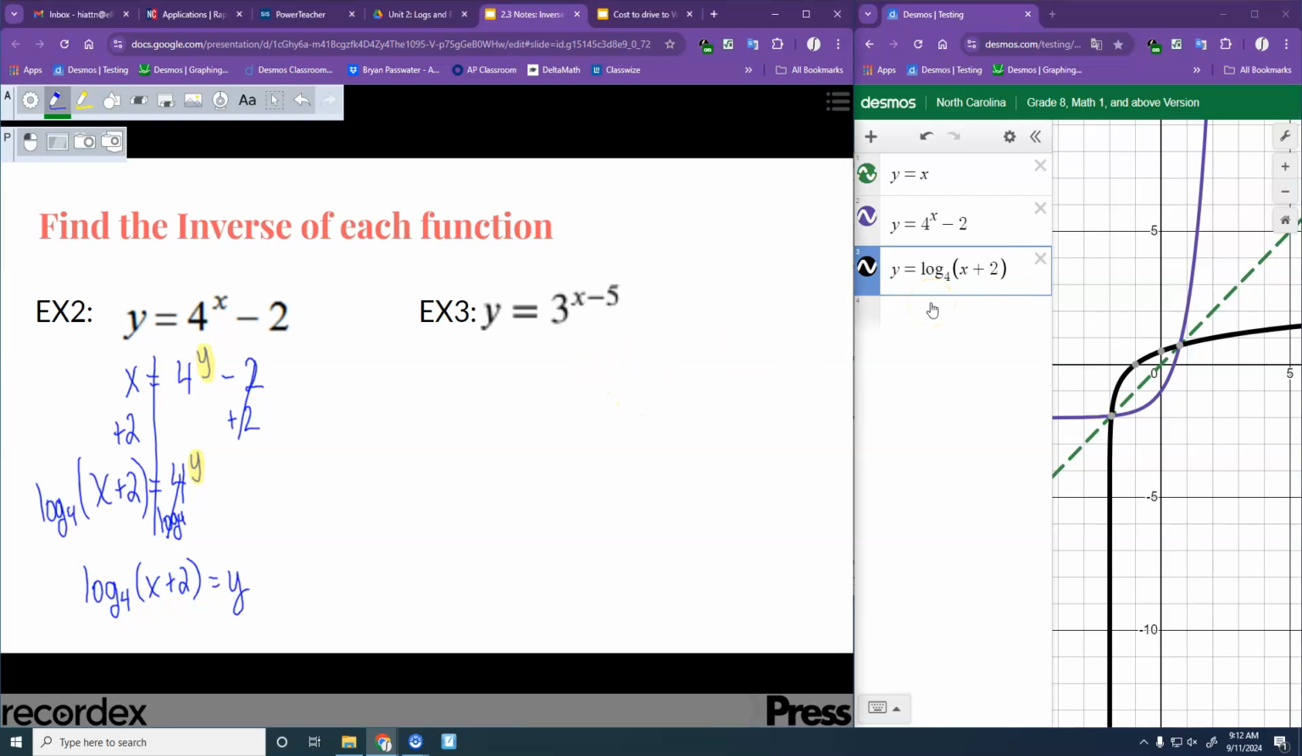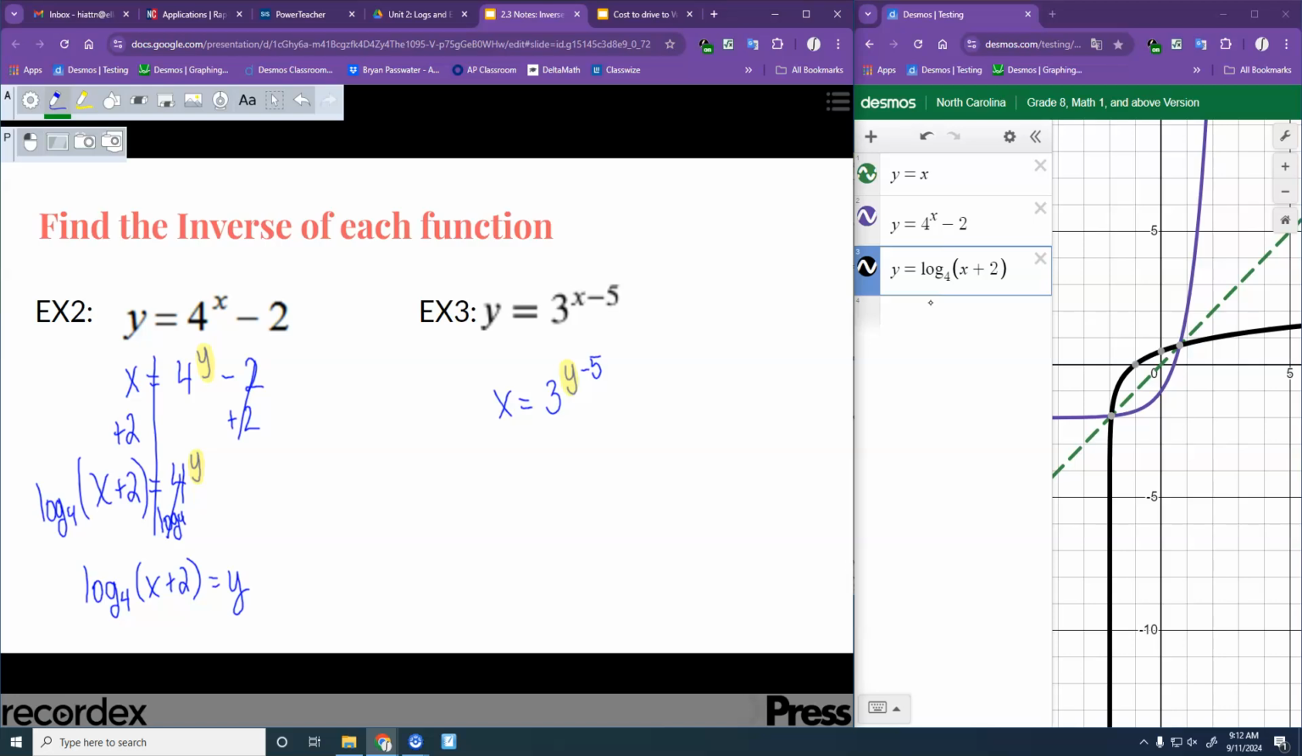Okay, now 3 is a little bit different, right? It's a little different than the one that we just did. We're still going to switch our x and y. So x equals 3 to the y minus 5. And we are trying to solve for the y right here. Let's see, Kaylee, what do you think we should do first on this one?